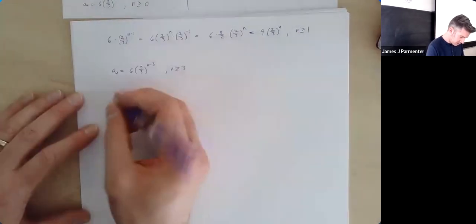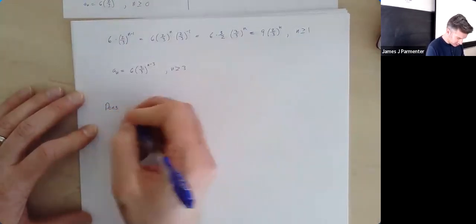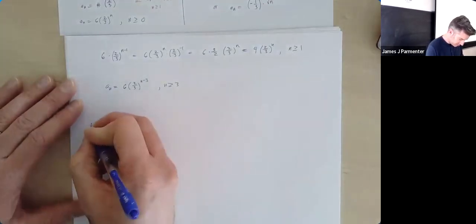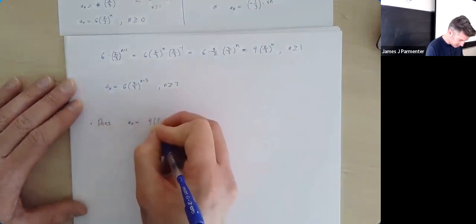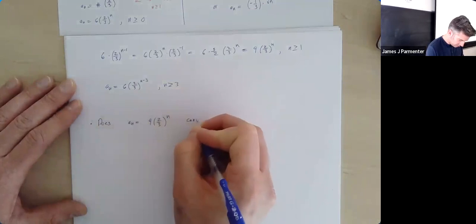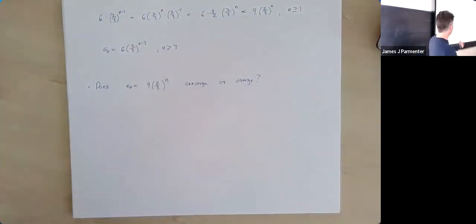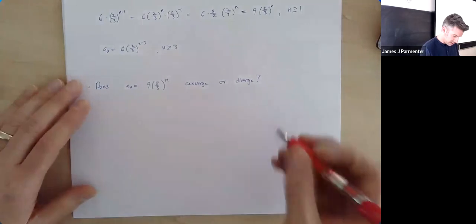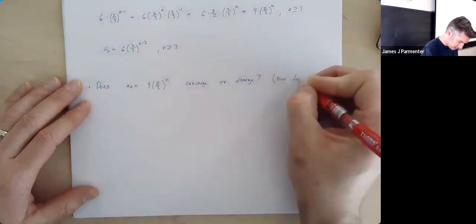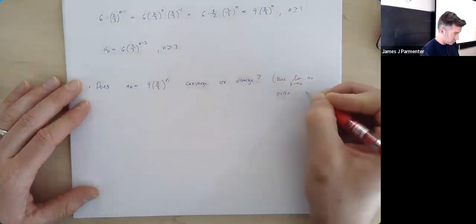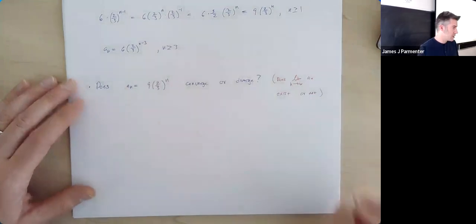So does our sequence converge? Let's use the typical one, this one here. Does a sub n equal to 9 times 2/3 to the n converge or diverge? And just like last time, to see if a sequence converges or diverges, you're really just asking, does the limit to infinity exist? So really this question just means, does the limit as n goes to infinity of a sub n exist, meaning convergence, or not, meaning divergence?